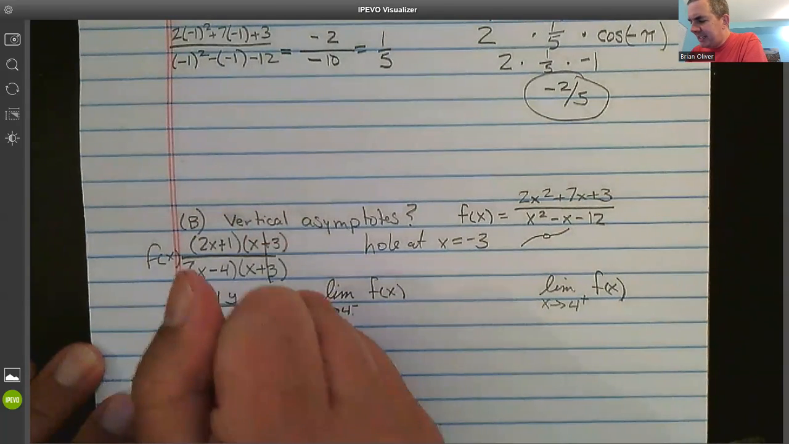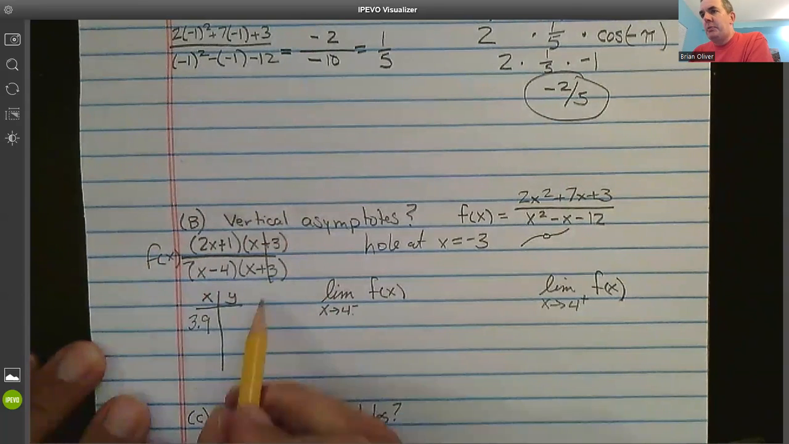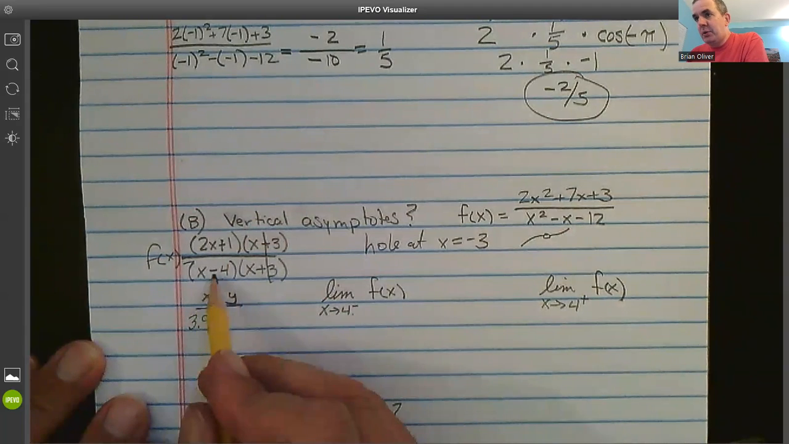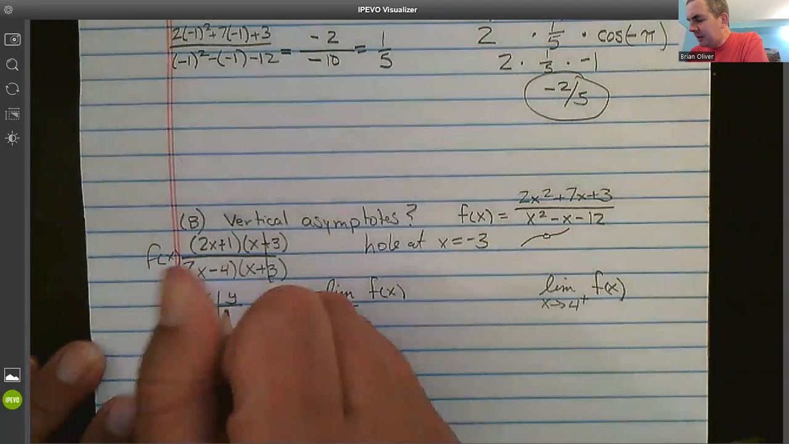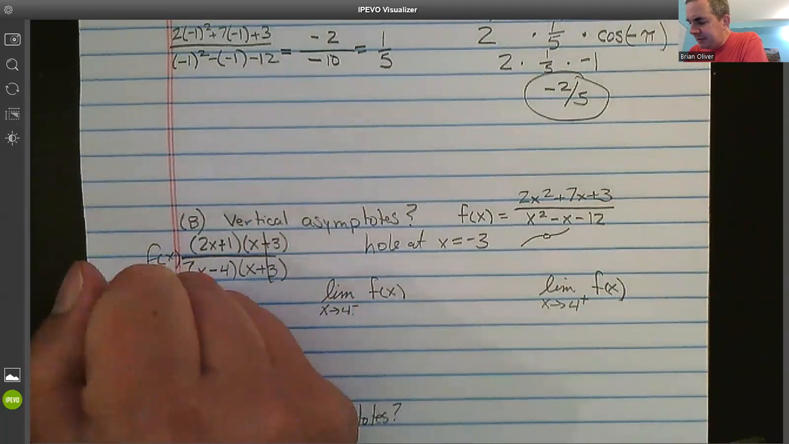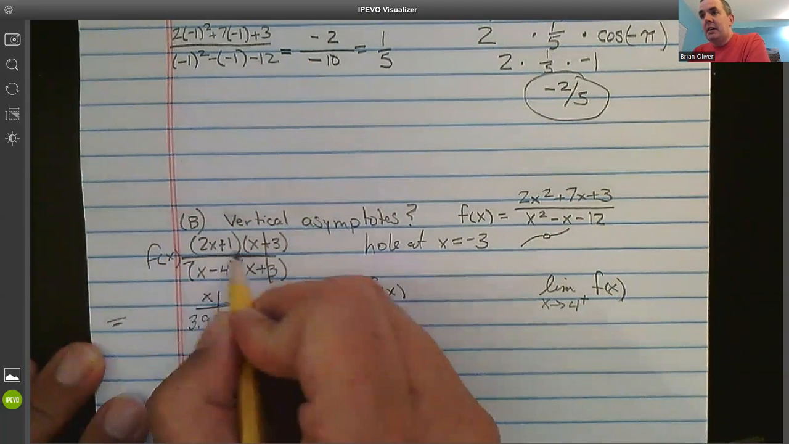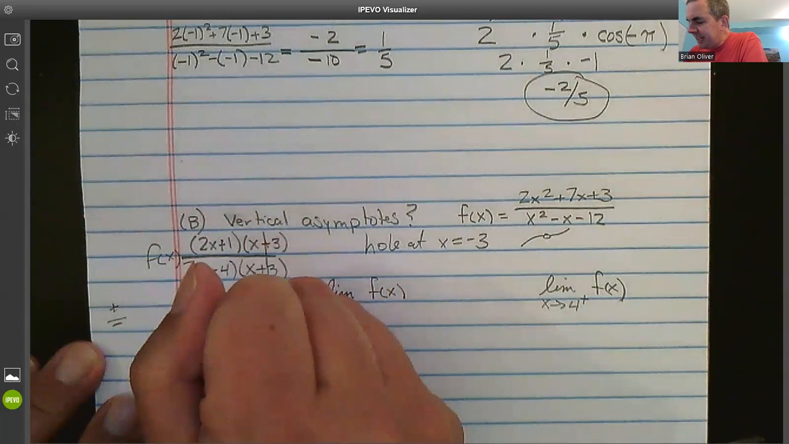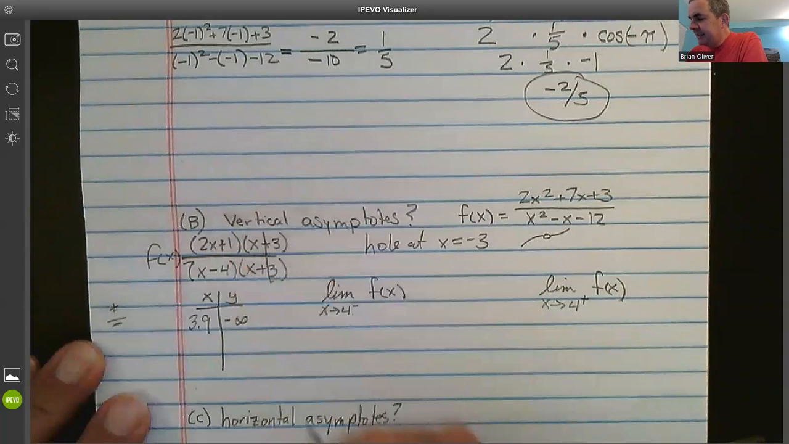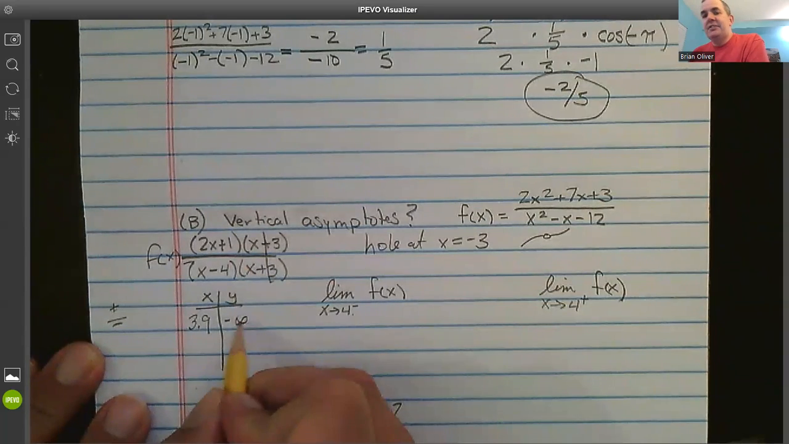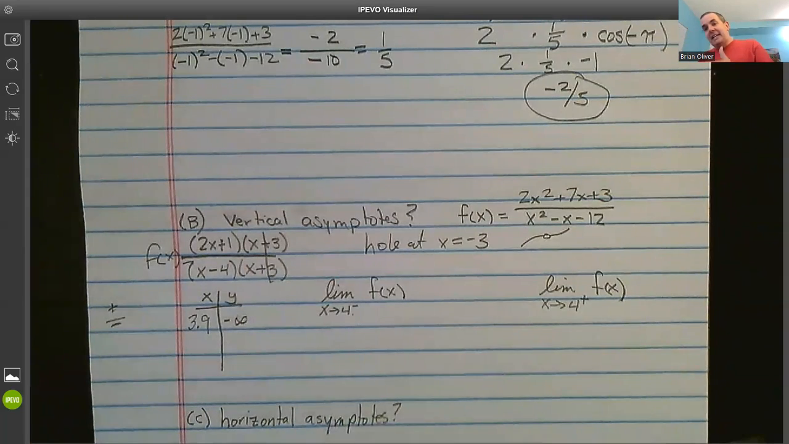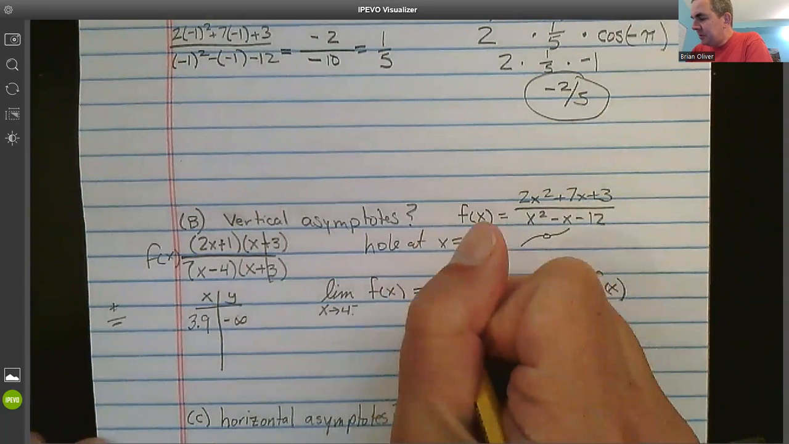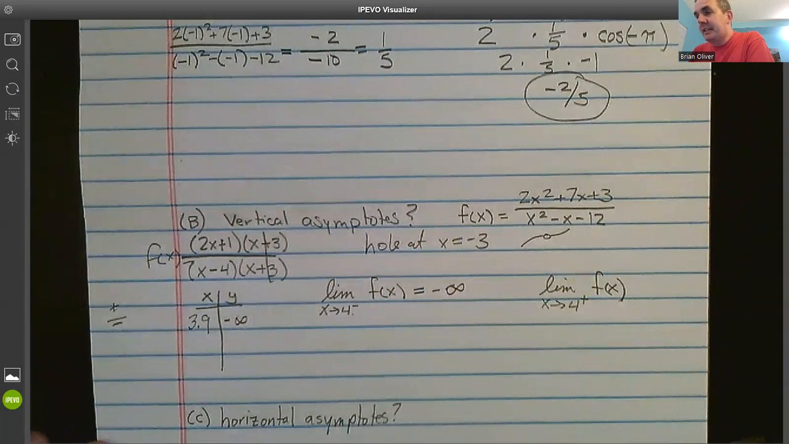Let's go with 3.9. If I put 3.9 into this equation up here, I'm going to get a negative number in the denominator because 3.9 minus 4 gives me a negative number. In the numerator, I'm putting in 3.9 and I'm going to get a positive. What this tells me is that this is going to be negative infinity, because if I keep adding nines, this number is going to keep getting larger and larger in that negative direction. So the limit as x approaches 4 from the left is negative infinity.